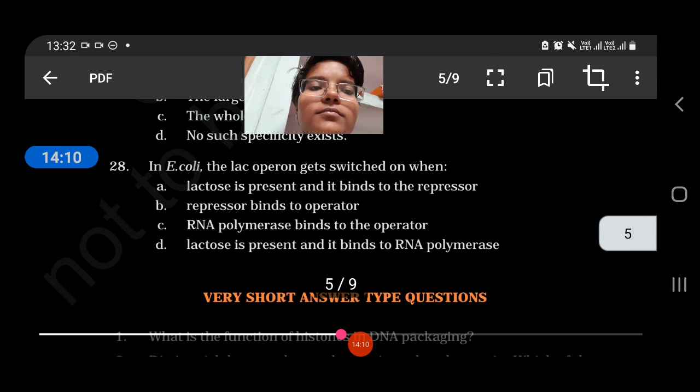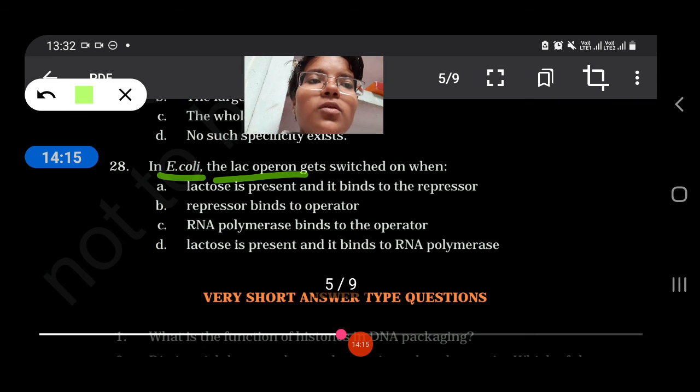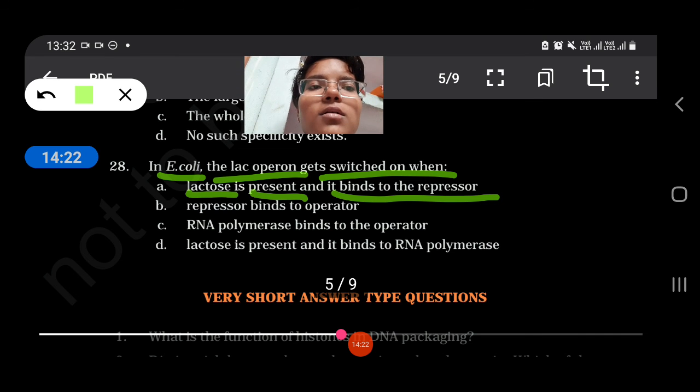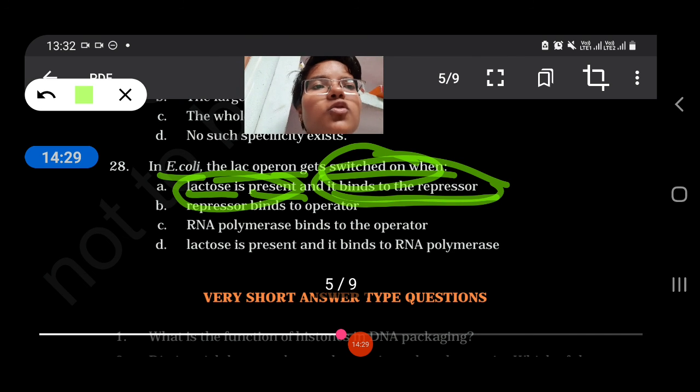In E. coli, the lac operon gets switched on when lactose is present and it binds to the repressor. So the switch is on when lactose is present and binds to the repressor, as lactose will form glucose and lead to the functioning of metabolism. Whenever the repressor is absent, it will be switched on, and whenever the repressor is present, it will be switched off.